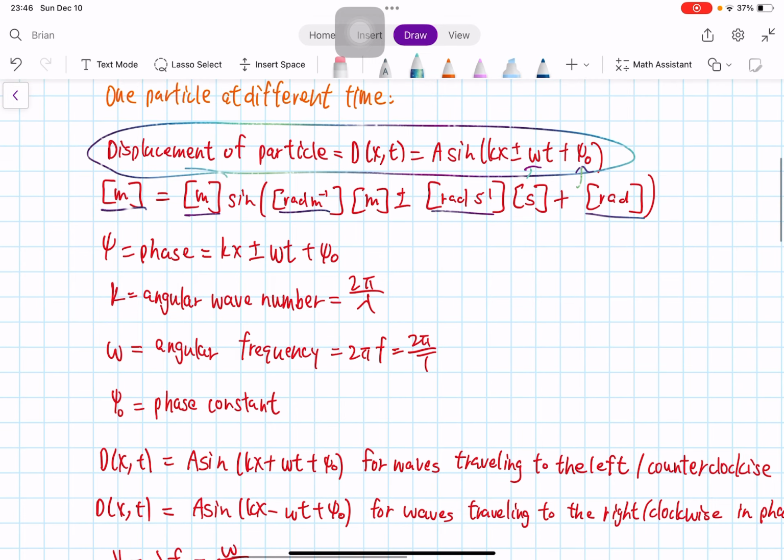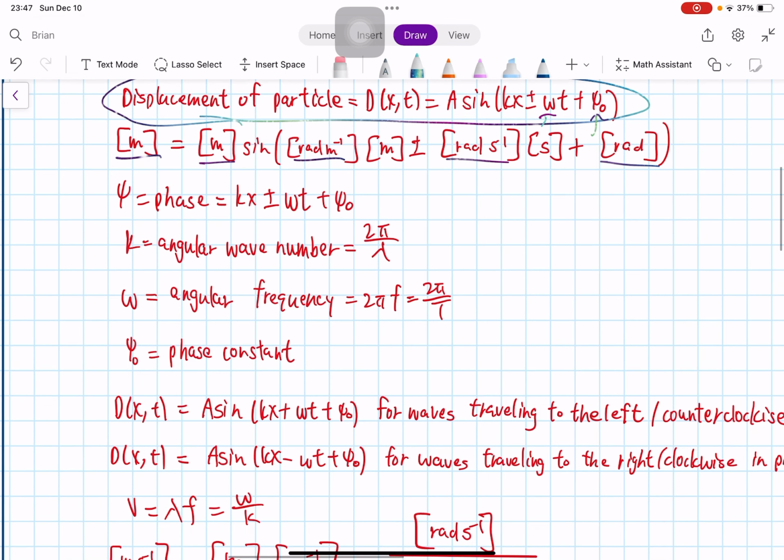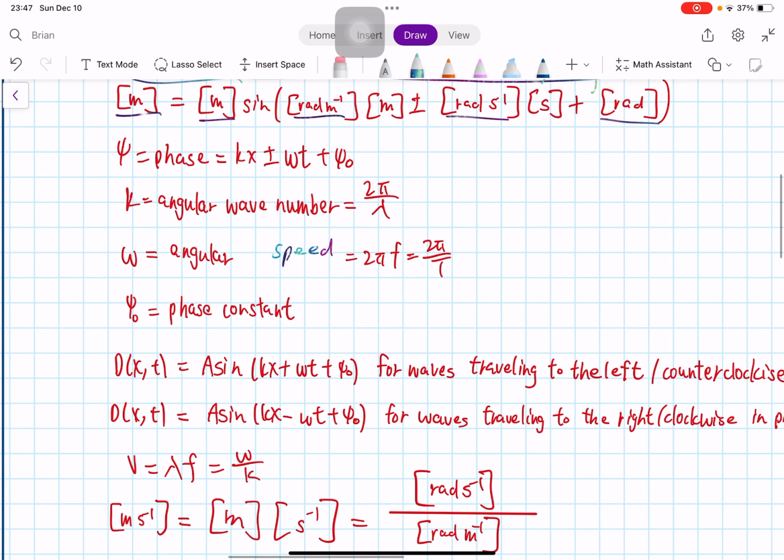So this is the wave function of a certain wave, and in the wave number, k is equal to 2 pi over lambda, where lambda is the wavelength, and w is the angular speed. It should be angular speed here, and it would equal 2 pi f, which is the angular frequency, and it is equal to 2 pi over T, which is the period. So the phi naught would be the phase constant.